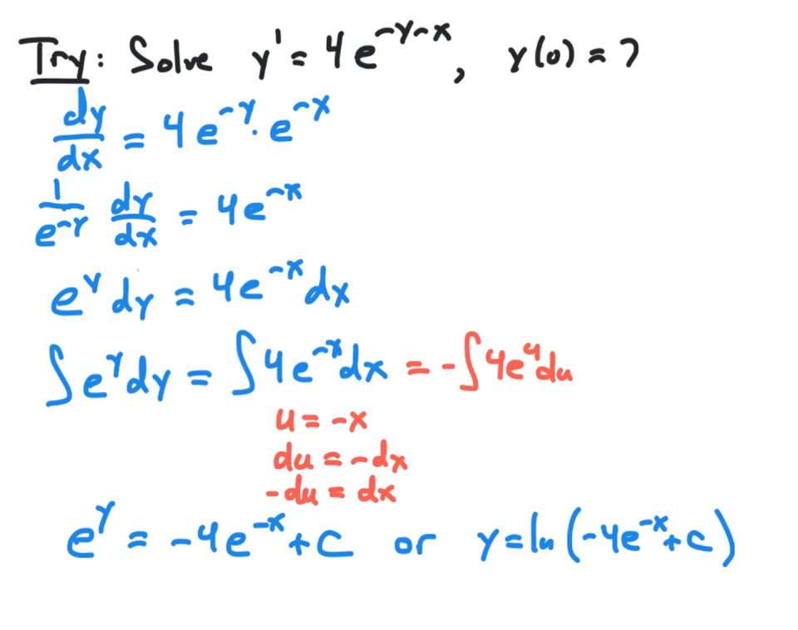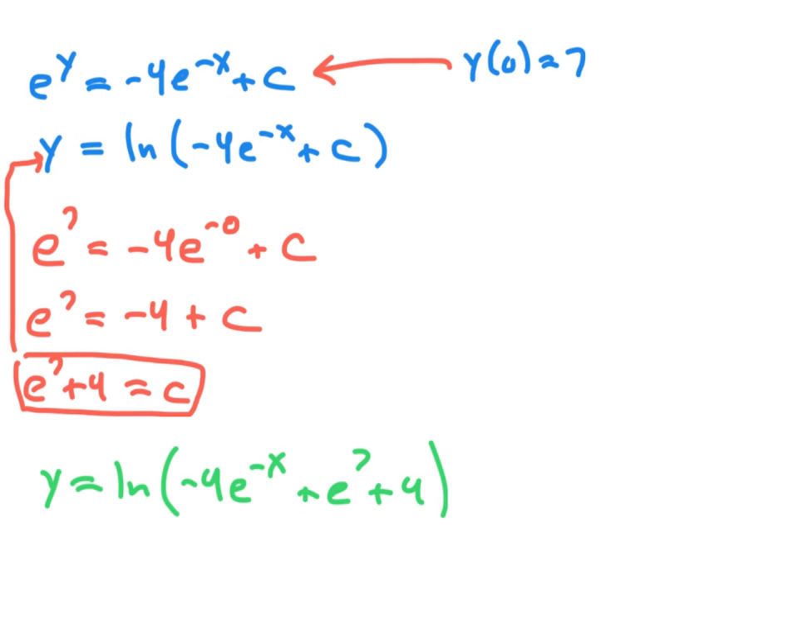We then use y of 0 equals 7 to find the constant. So we substitute y of 0 equal to 7 into the implicit equation e to the y equals negative 4e to the negative x plus c. When we do that, we obtain e to the 7th equals negative 4 times e to the negative 0, or e to the 0, plus c. This is e to the 7th equals negative 4 plus c, since e to the 0 is equal to 1. And so e to the 7th plus 4 will be equal to c. We substitute that value into our explicit function for y, and we obtain a solution of y equals natural log of negative 4e to the negative x plus e to the 7th plus 4.